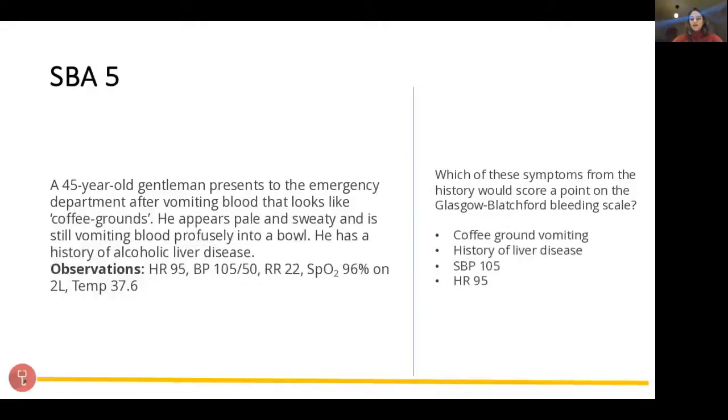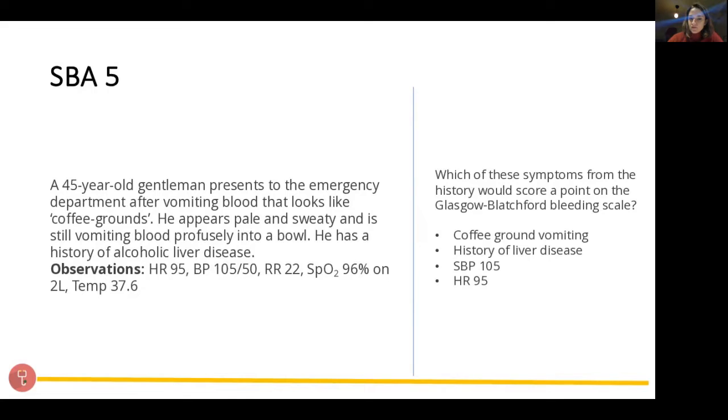Okay, final gastro question. It's a 45-year-old man who presents to the emergency department after vomiting blood that looks like coffee grounds. He appears pale and sweaty and is still vomiting profuse blood into a bowl. He has a history of alcoholic liver disease. These are his observations.